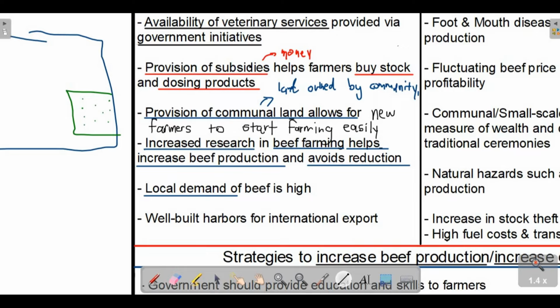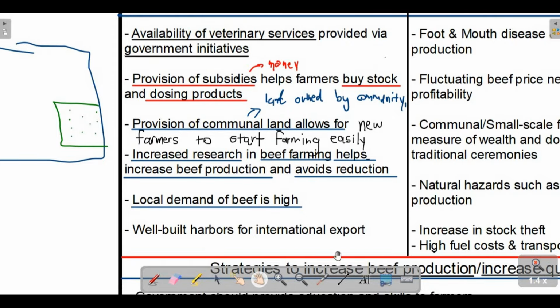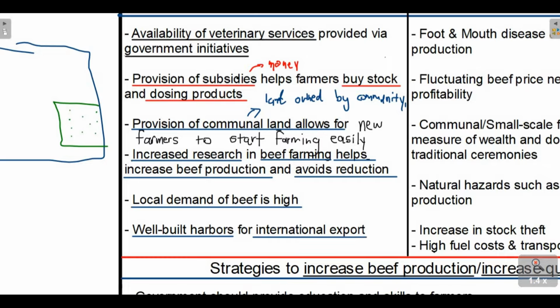farmers. Another reason why I would be part of the beef industry is because, well, the local demand is high. Okay, South Africa is really a meat-loving country. A lot of people consume meat in SA, and so it's good. It makes sense to start a beef company in South Africa. You also have well-built harbors for international export. There also should be infrastructure, right? So there's good infrastructure to transport. Remember, you have to constantly be transporting cattle back and forth.